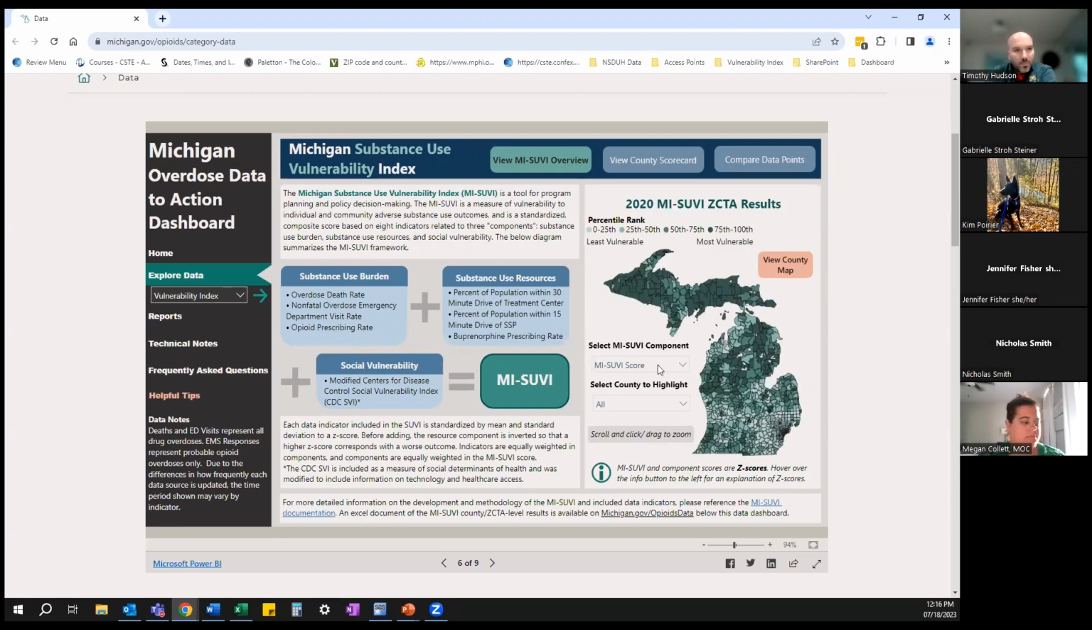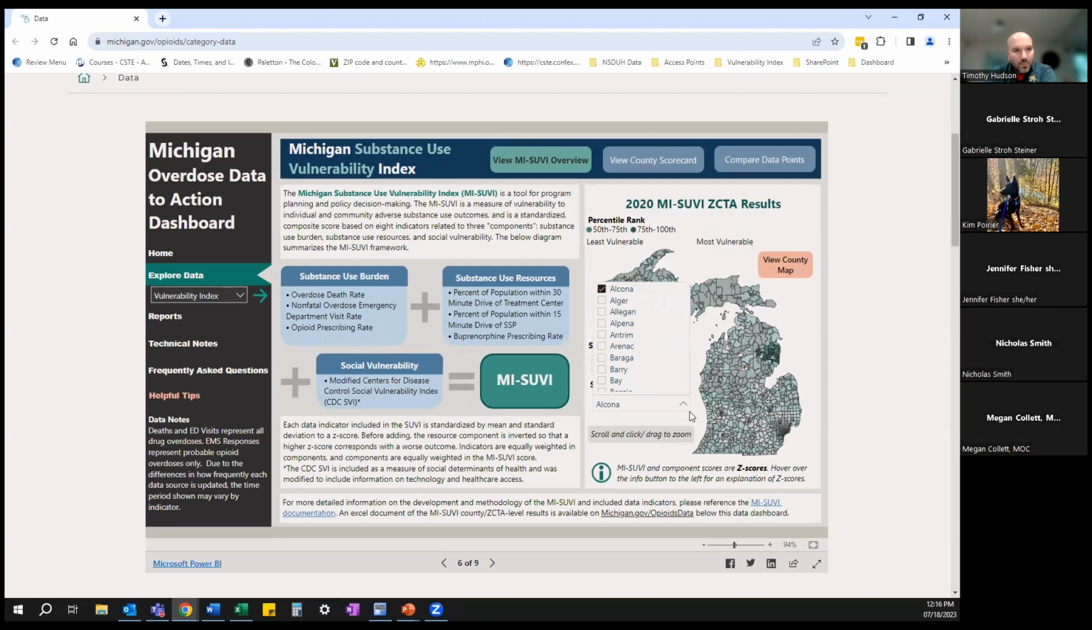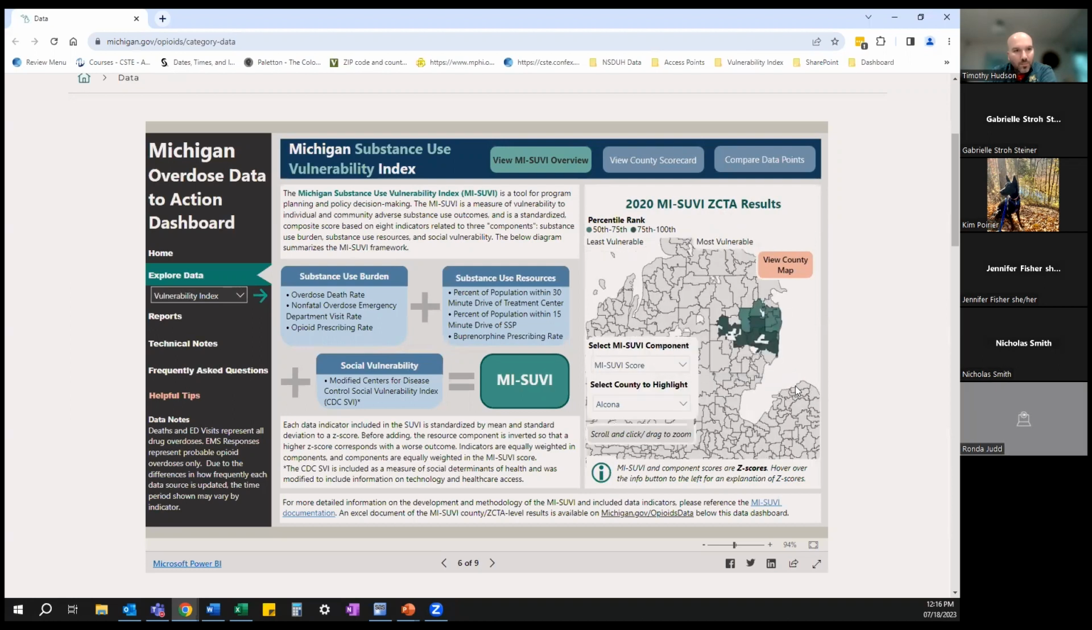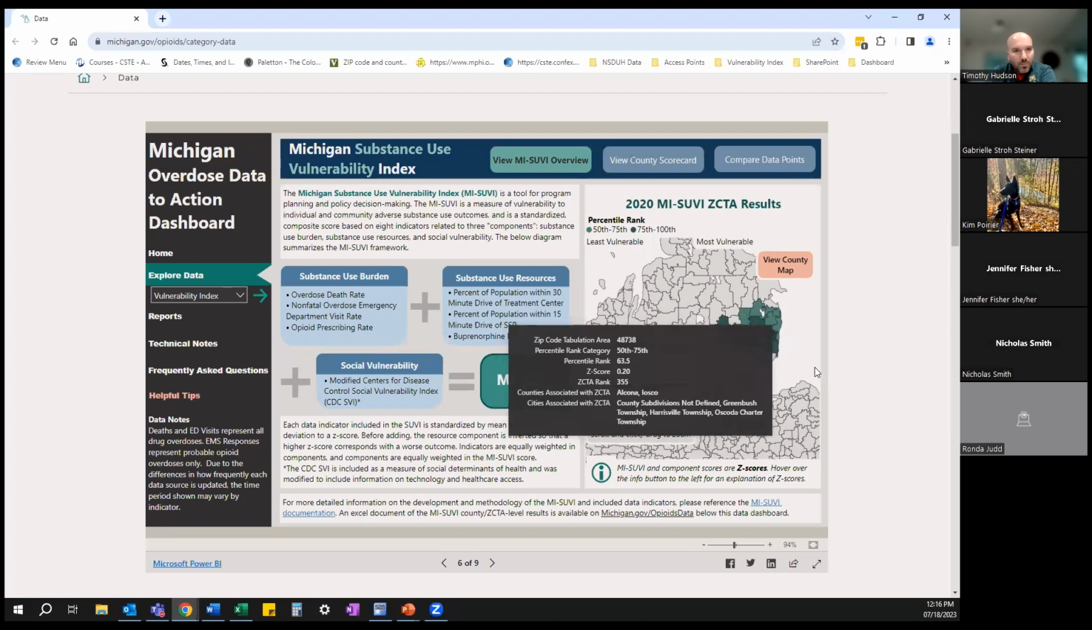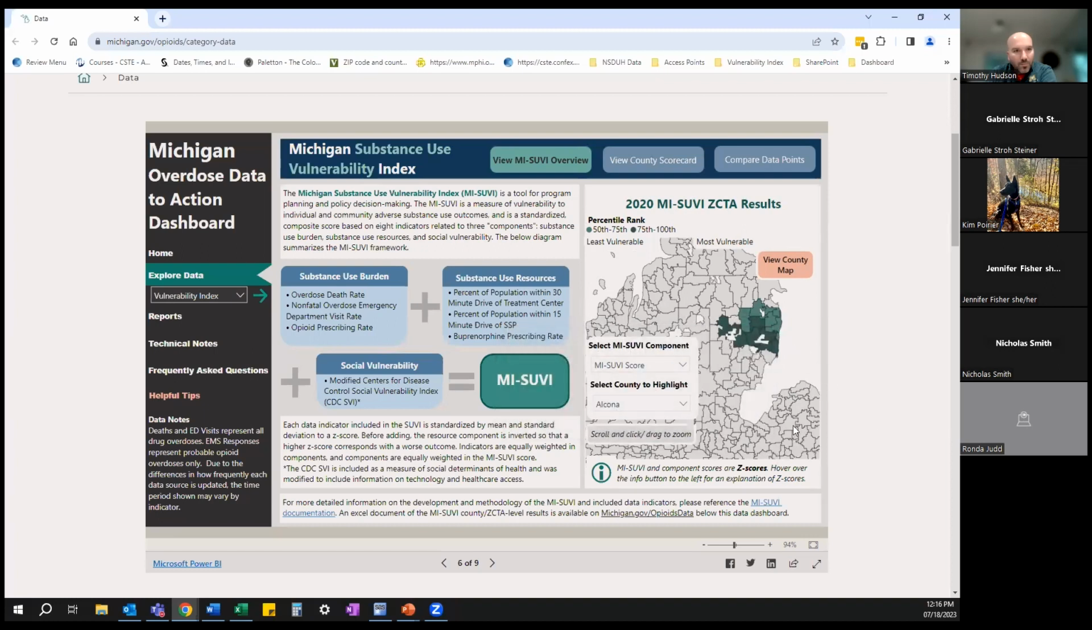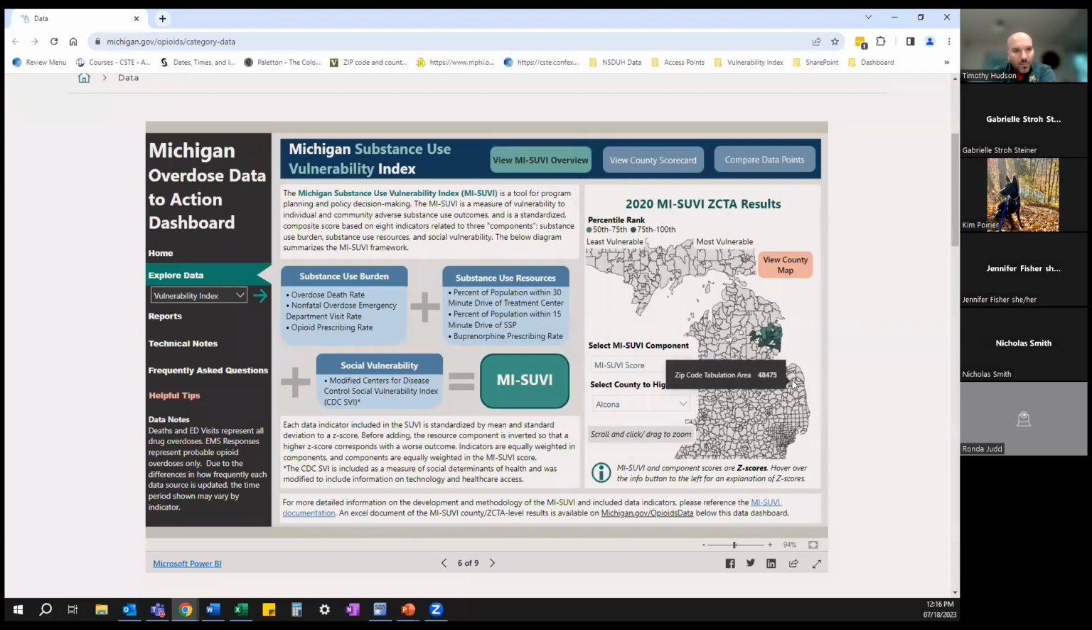Again, you can look at the different components of the score. You can also select a county to highlight, which I think is a very cool feature, so that the zip codes associated with that county pop up and you can see the colors of that county in relation to the rest of the zip codes in the state. So that is the homepage.